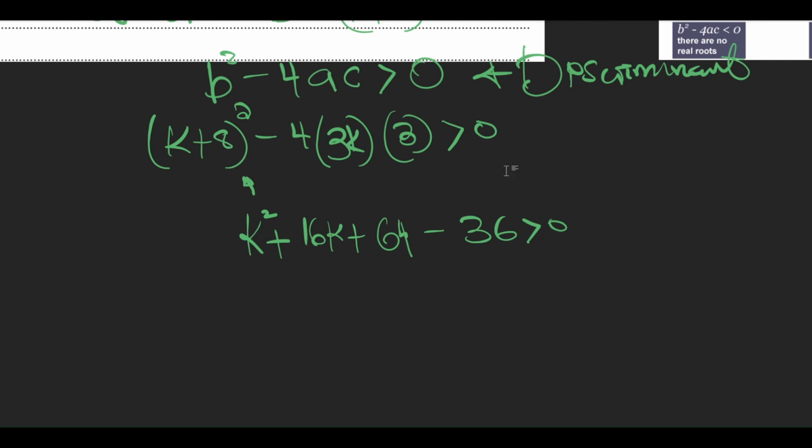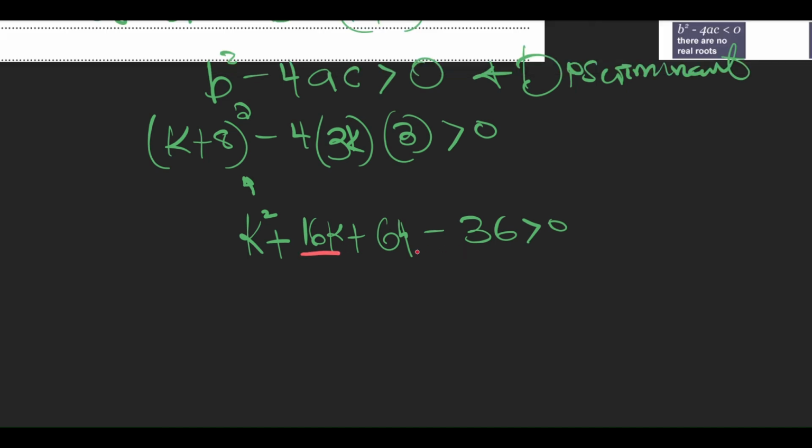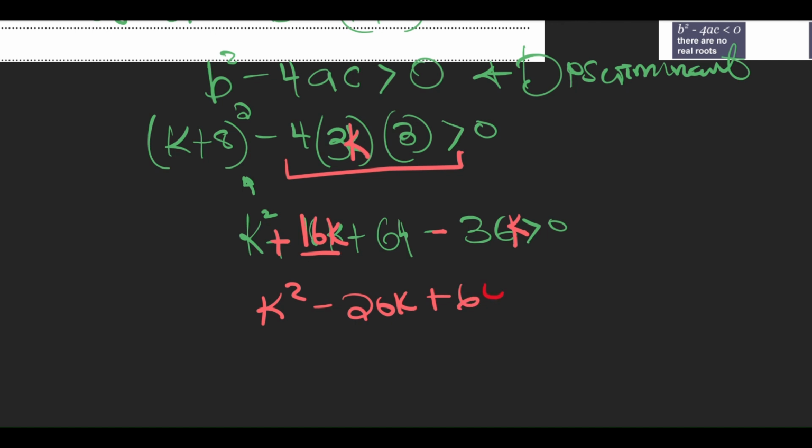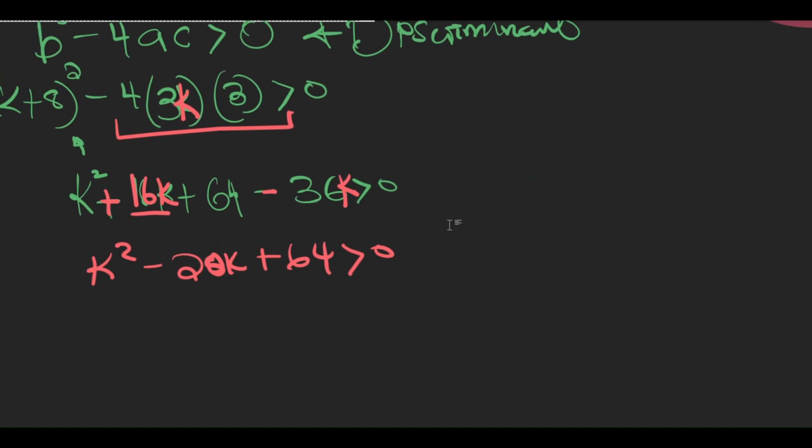Now you just need to simplify this going ahead. These two are like terms. I forgot a k somewhere. This one must carry a k because there was a k there, so this is 36k. So this 16k and the 36k, this is positive and this is minus, they will simplify to give you minus 20k plus 64 is greater than 0.